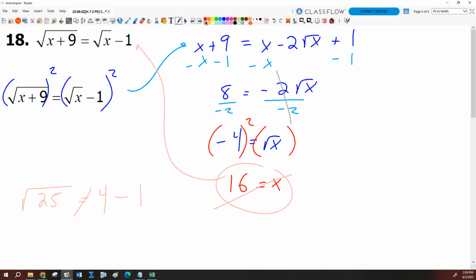How could we have probably told that one was, yeah, right there. We got that blue equation, square root of x equals negative 4. That gave us no solution because the output of a square root can't be negative. We could have probably seen that one coming.